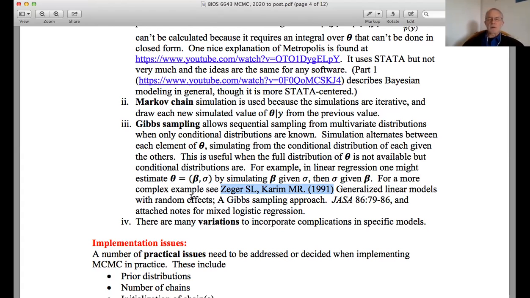For most of the models we can fit, like generalized linear mixed models, there will be nice software, which I'll show you in a few minutes. Any questions on that? That was a super fast look at MCMC, but for today we're really just looking at how to use it. Any questions?